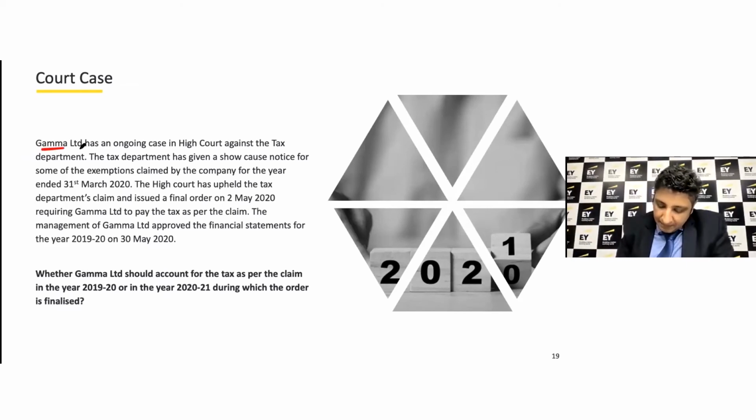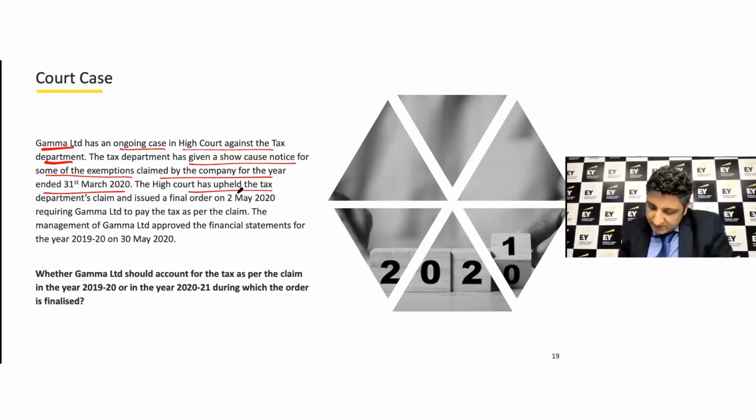It says that Gamma Limited has an ongoing case in High Court against the tax department. The tax department has given a show cause notice for some of the exemptions claimed by the company for the year ended 31st of March 2020. Now, this is, of course, my reporting date.